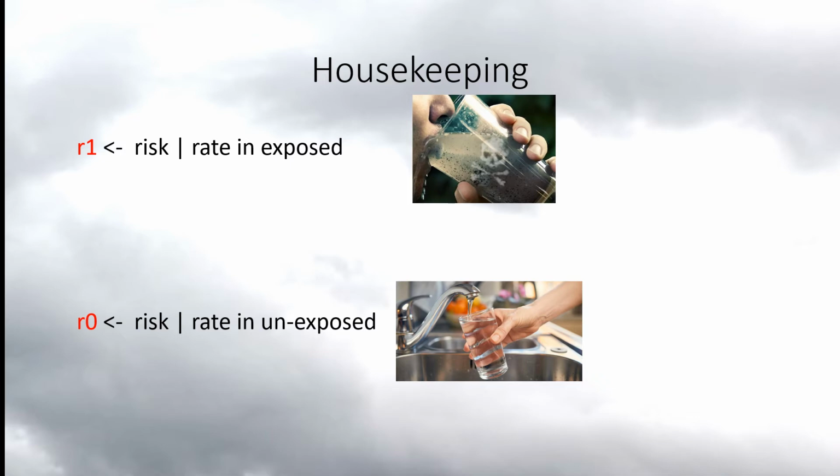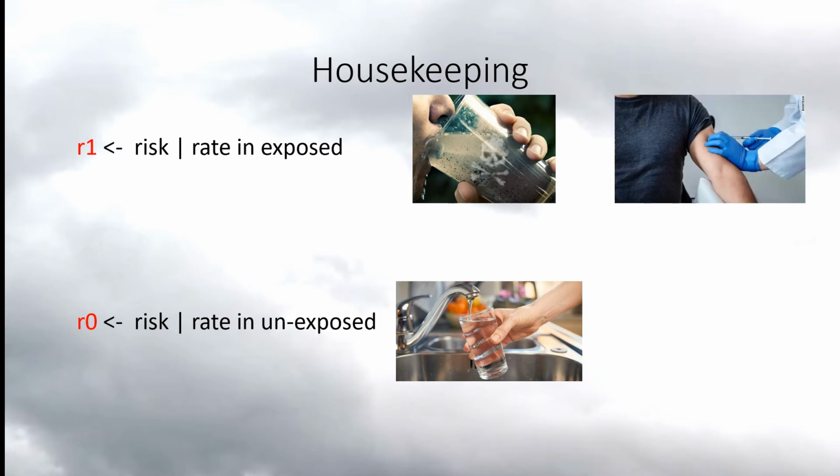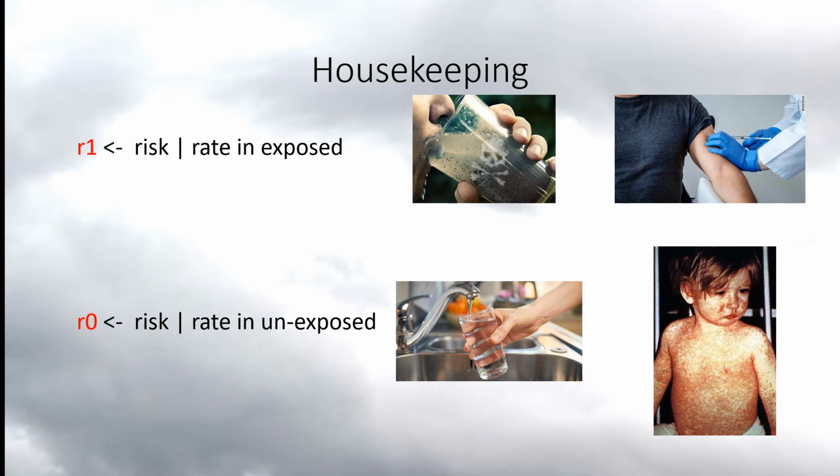illness, i.e. having cholera. Conversely, however, if we're talking about a vaccination study, the R1 is the risk or rate in the exposed group, which is the vaccinated group. And the vaccinated group, compared with the non-vaccinated group, the vaccinated group, the R1, should have a reduced risk or rate to the outcome, i.e. illness. Let's say this is measles symptoms in this child, in this case. So please note that R1 and R0 does not indicate increase or decrease in risk or rate. It just depends what your exposure is.